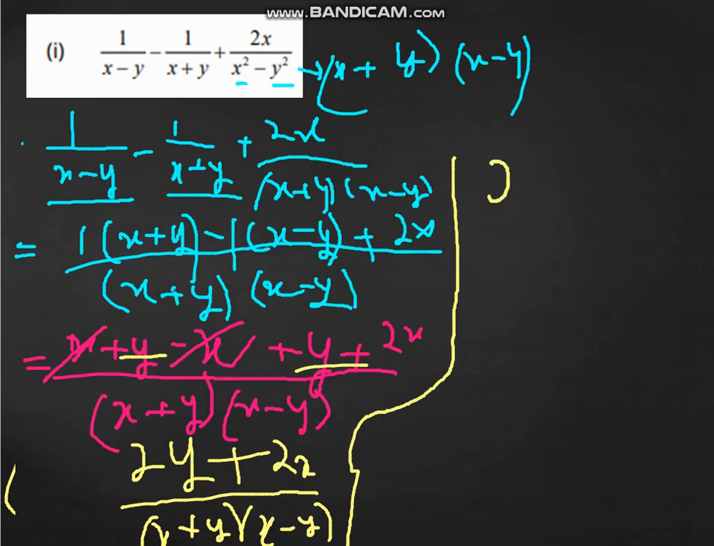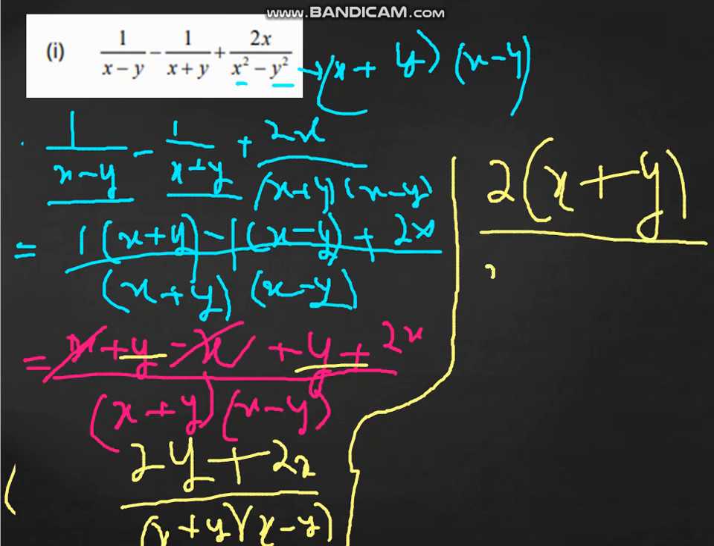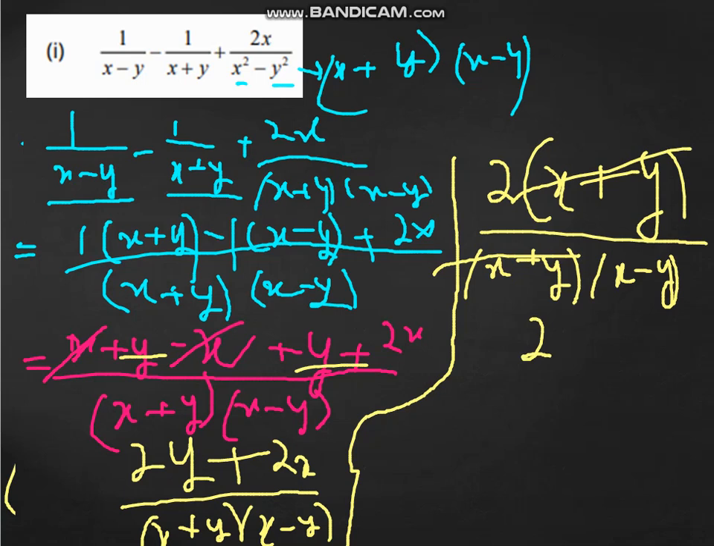Now we can take 2 common: x plus y or y plus x doesn't make a difference. I'm going to write x plus y, so I will not create any confusion among you guys. And as you can see, we have x plus y in the denominator as well. So we'll just cancel the numerator and the denominator. We'll have 2 left, and then we have x minus y, which is the answer. That is it.